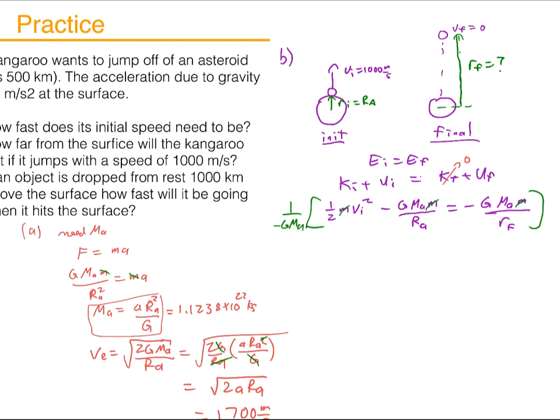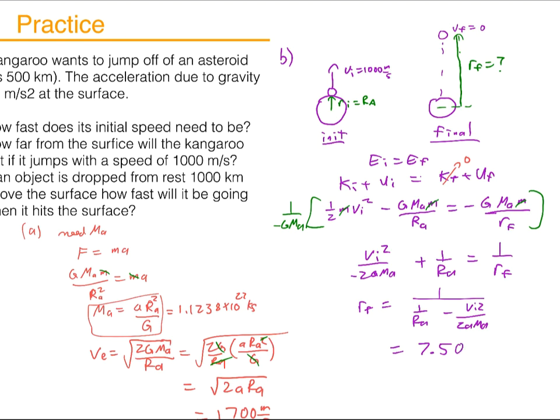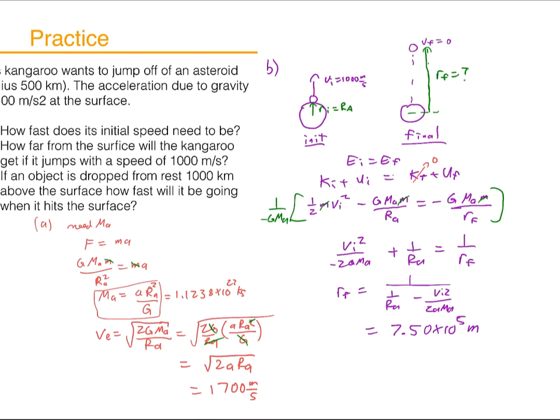That lets us rewrite the equation. What do we have here? It lets us rewrite it as v initial squared over minus 2G times the mass of the asteroid, plus 1 over the radius of the asteroid, equals 1 over R final. So R final is going to be 1 over the left-hand side, so it's going to be 1 over R_A minus v initial squared over 2 G M_A. When I plug in all those values, I get an R final of 7.50 times 10 to the 5 meters. So that's how far it'll get from the center of the asteroid before it stops.